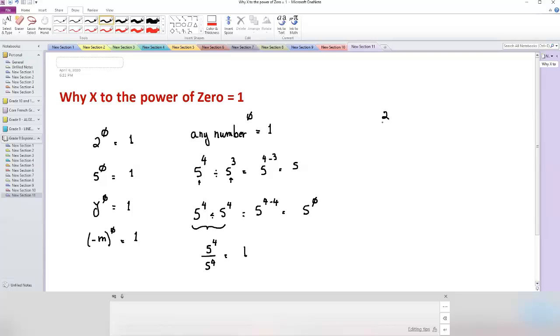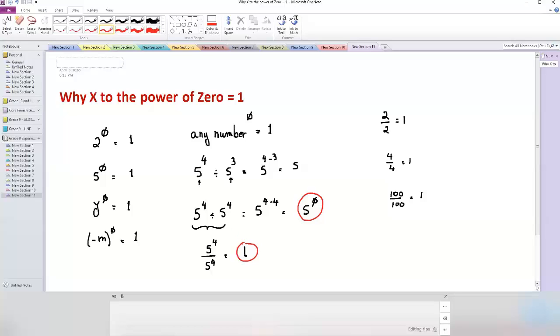For example, if I have 2 over 2, it's 1. 4 over 4, it's 1. 100 over 100, it's 1. Numerator and denominator are equal, so the answer is 1. The same thing here: 5 exponent 4 divided by 5 exponent 4, they are the same, so it's 1. Therefore, the answer here should equal 1. So any number to the exponent of 0 equals 1.